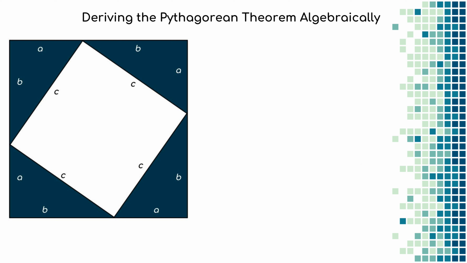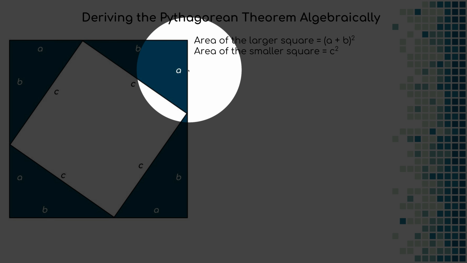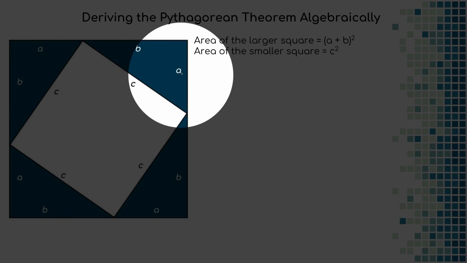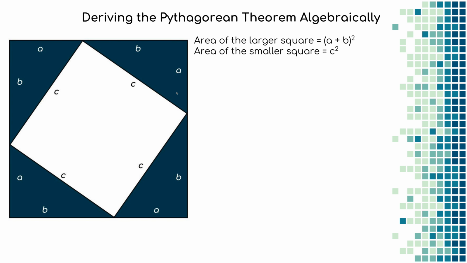So we now want them to start using that information in a meaningful way. One of the things we want to ask them about is the area of the larger square. We want them to pick up on the fact that the larger square is the square of the quantity a plus b, because the length of the larger square is a plus b. The entire length is the sum of those two variables. The area of the smaller square is just c squared.